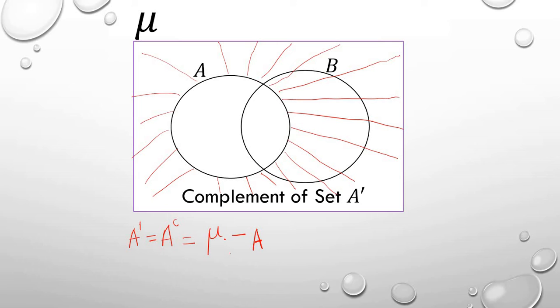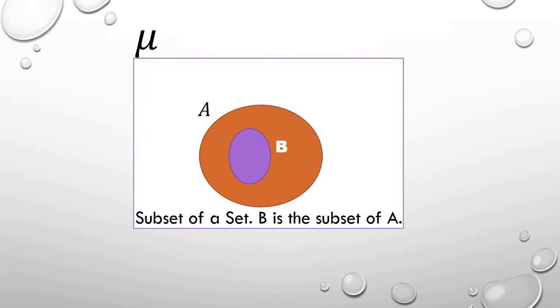So we look at subsets. A subset is a set that contains all the elements in another set. So it's like a set in another set. This B here is in A, so B is a subset of A, because every element in B is in A.